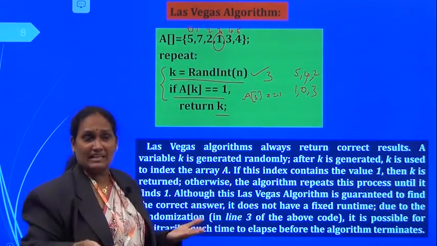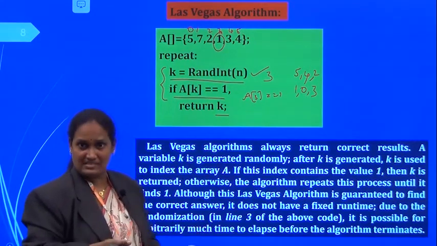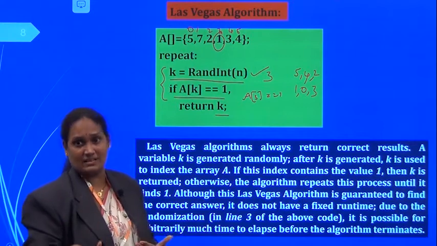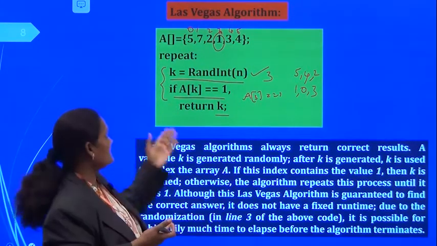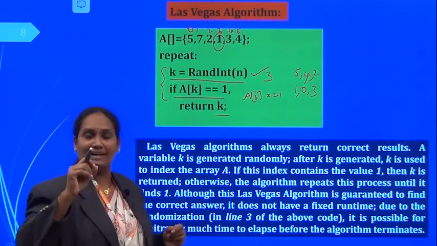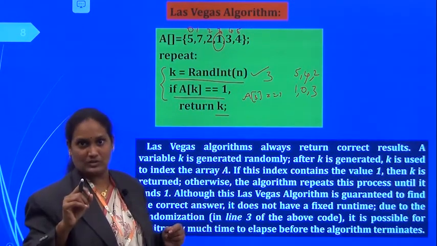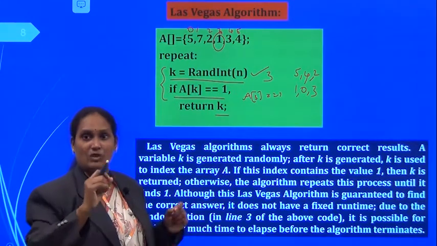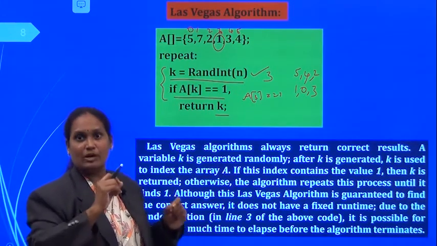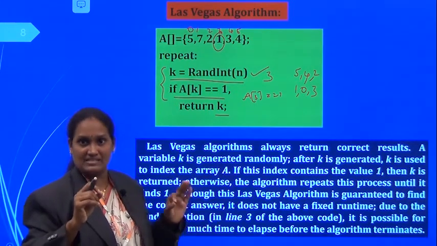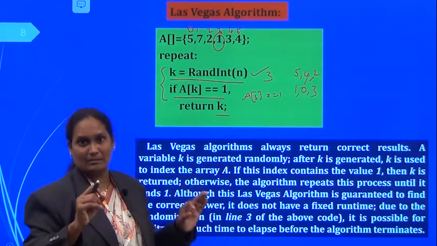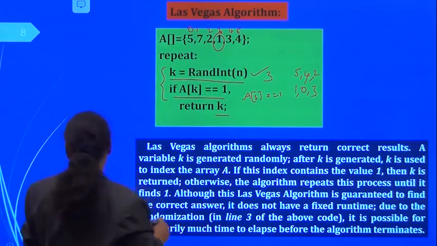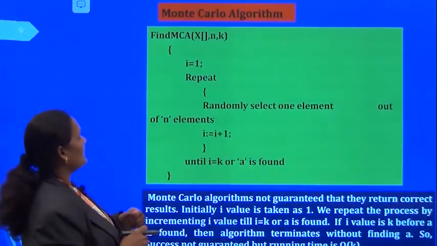But by which time does it give that correct result? By the first step or by the second step or by the third step? We cannot predict that time. So that's why this Las Vegas algorithm always gives a correct output, but its time complexity cannot be predicted. It has an indeterministic time complexity. Right. Let us see the next one, the Monte Carlo algorithm.